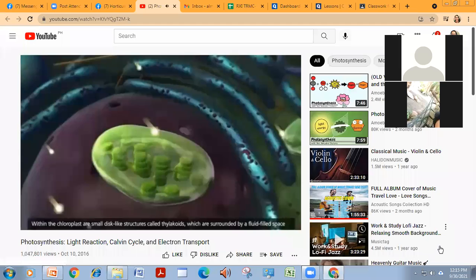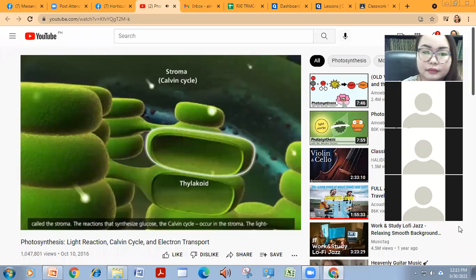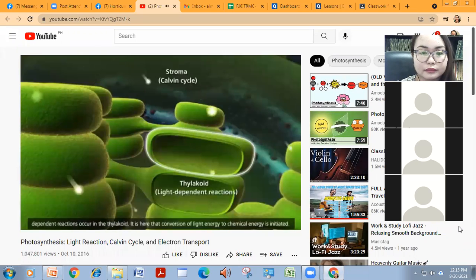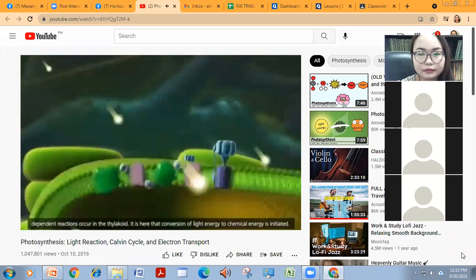Within the chloroplast are small disc-like structures called thylakoids, surrounded by a fluid-filled space called the stroma. The reactions that synthesize glucose, the Calvin cycle, occur in the stroma. The light-dependent reactions occur in the thylakoid. It is here that conversion of light energy to chemical energy is initiated.